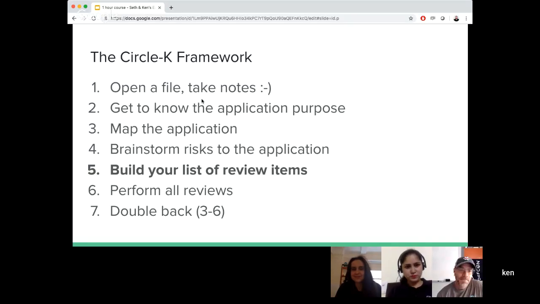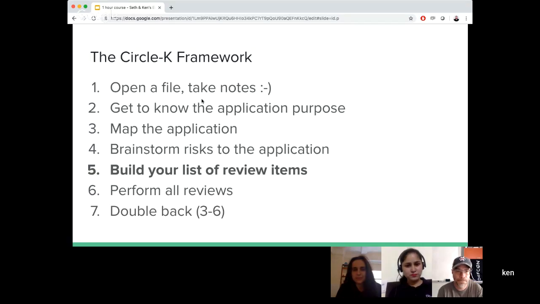But the 7 steps here are super important. This is what you'll always go back to if everything else fails and you just need to go back to, okay, what am I doing at a 10,000 foot view? So you're going to open a file, take notes. That's obvious. You have to get to know the application purpose. We talk so much over the course of 2 days and over the course of this hour about all these nuances and different techniques to take depending on your limitations. But the most important thing always, no matter what you do, even if all you're doing is running a scanner and analyzing the results, none of that matters if you don't understand the application that you're looking at. Sounds pretty simple, but we'll get a little bit more into that.